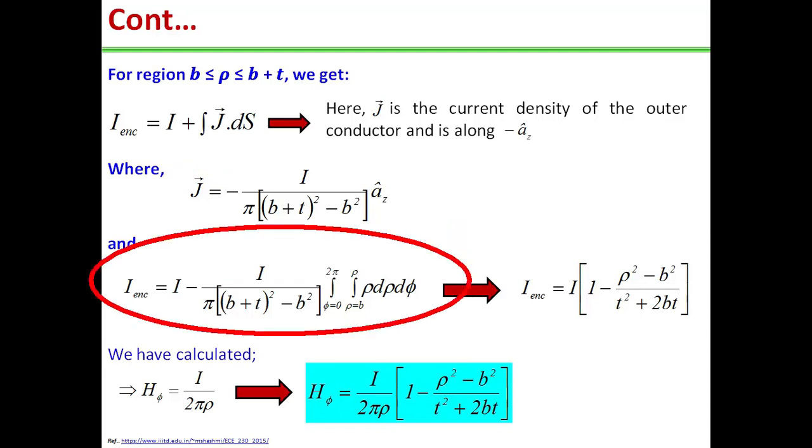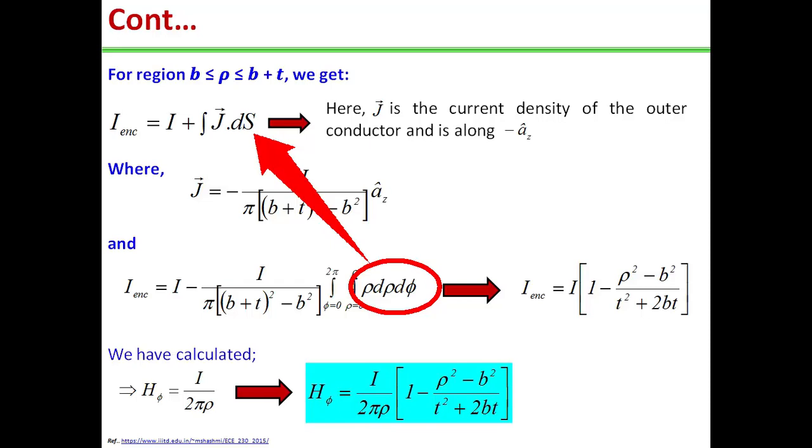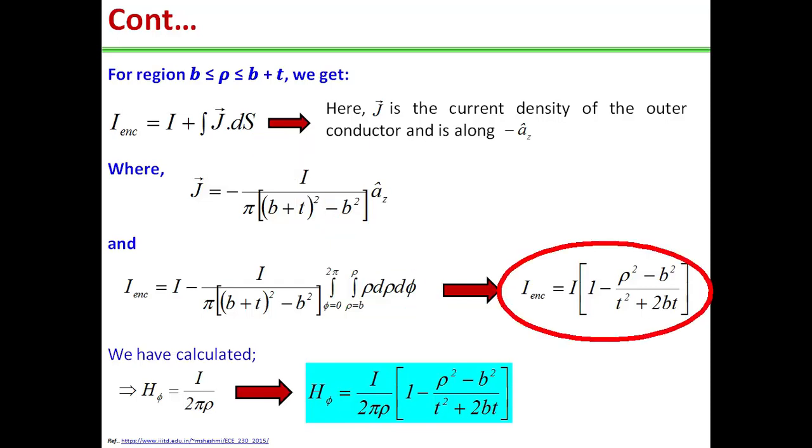Therefore, we can write the enclosed current I_enc is equal to I minus I divided by pi times (b plus t) squared minus b squared, integral phi varies from 0 to 2 pi and rho varies from b to rho, rho d rho d phi. Here rho d rho d phi is basically dS. On integrating and putting the values of limits, we will get I_enc equal to I times (1 minus (rho squared minus b squared) divided by (t squared plus 2bt)).